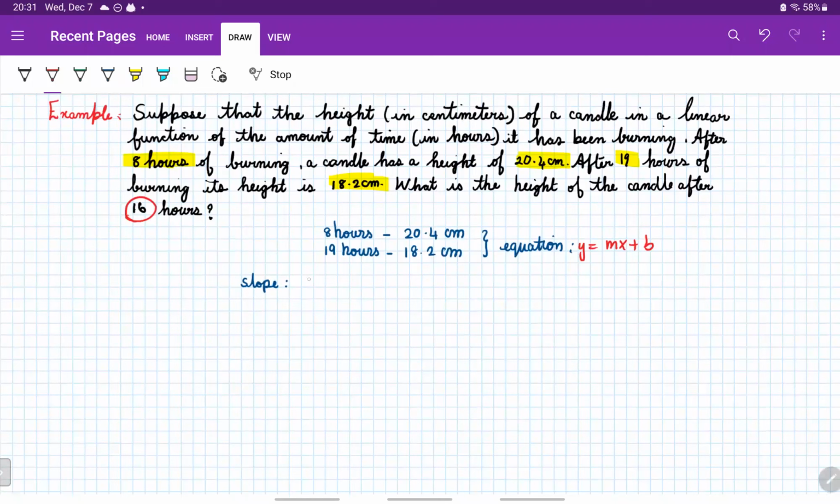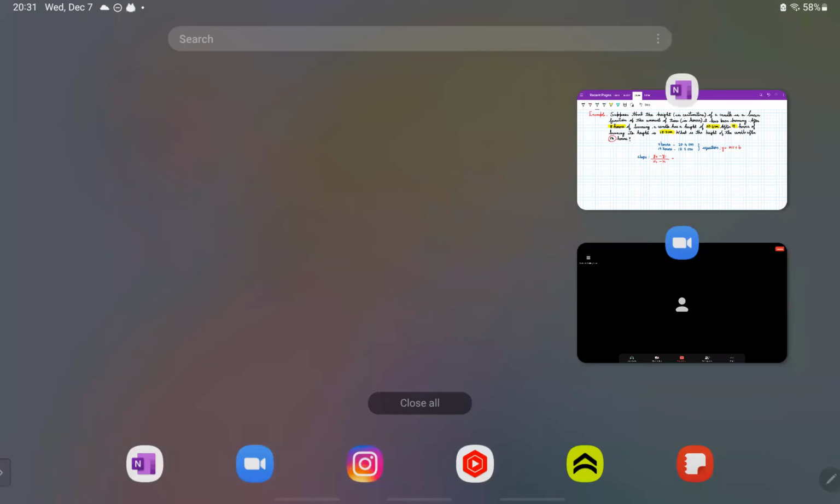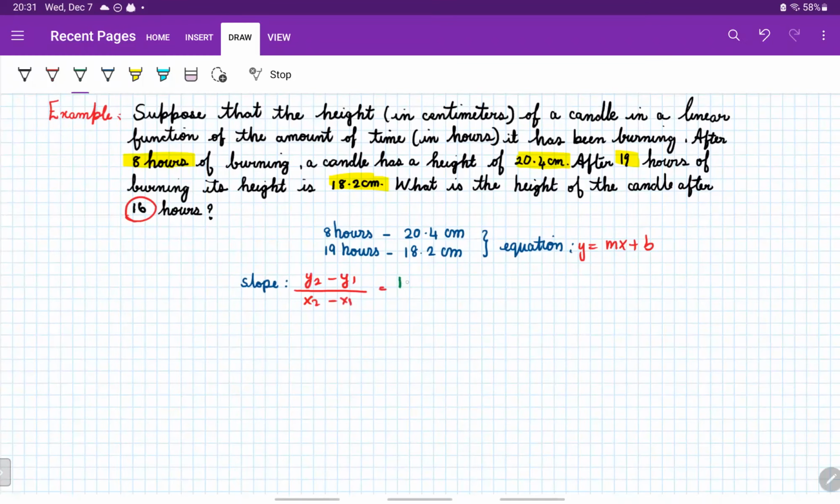As you can recall, slope is y2 minus y1 over x2 minus x1, which is 18.2 minus 20.4 divided by 19 minus 8, which is negative 2.2 over 11, which is negative 0.2. So this is our m value.